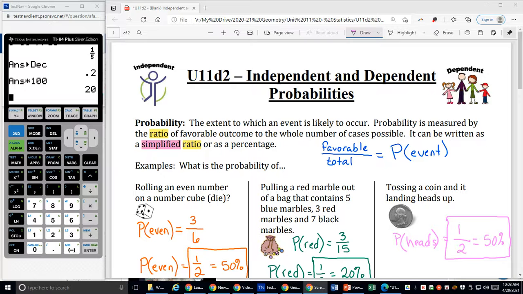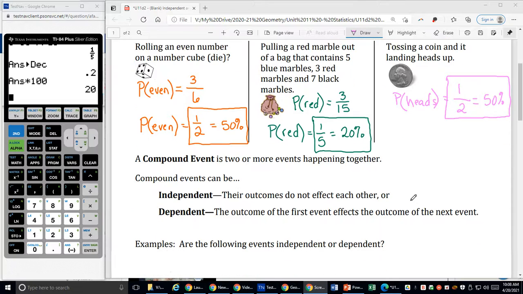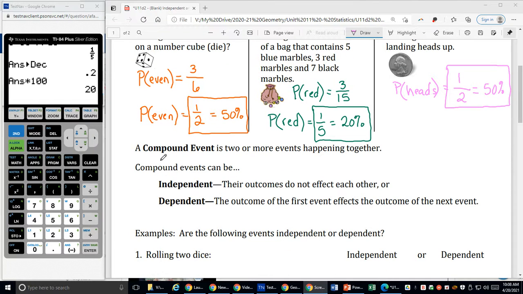Hi, welcome back. We are still on Unit 11, Day 2, Independent and Dependent Probabilities. We've talked about how to find the probability of an event happening. We're going to put our favorable number of outcomes over our total. Then we're going to reduce that fraction, and we can now also change it to a percent. All right, so now we're going to talk about what happens when we have a compound event.